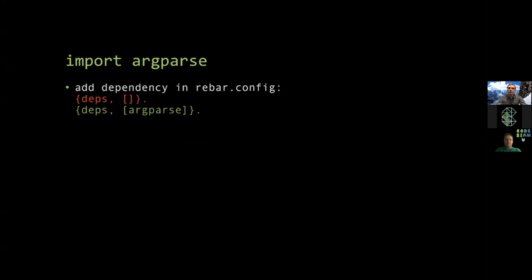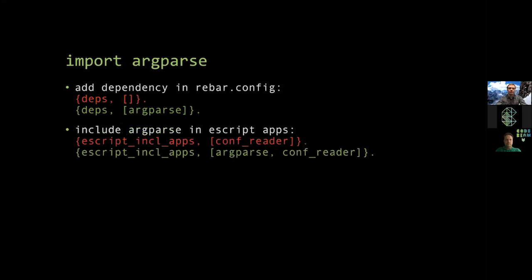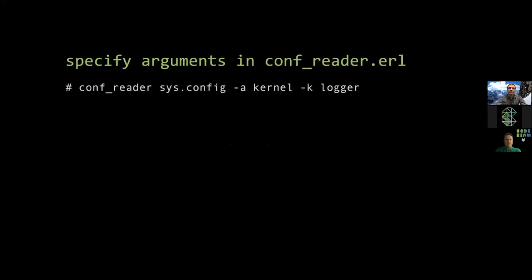For simplicity, let's just use the latest stable version from HexPM. It is as simple as changing a single line in the rebar config of this new application. My timer says it's, I would say, 10 seconds to do the job, because sometimes I misplace a comma or dot or something. But then to make the result portable, I need to add argparse into the list of included applications. And then it's done. You have argparse for your application.